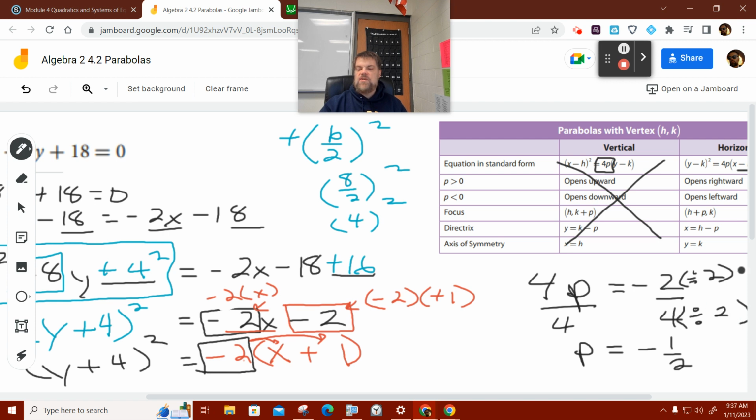So negative 2 divided by 2 equals negative 1. 4 divided by 2 equals 2. So it reduces down to negative 1/2. So I know what p is.